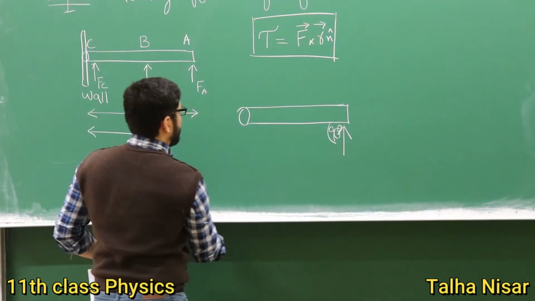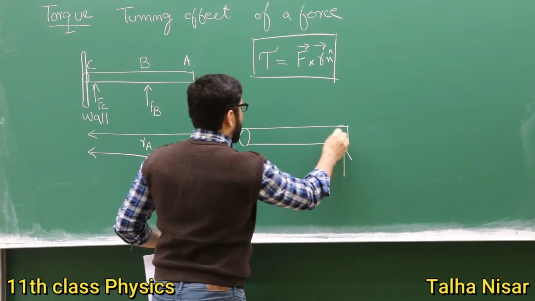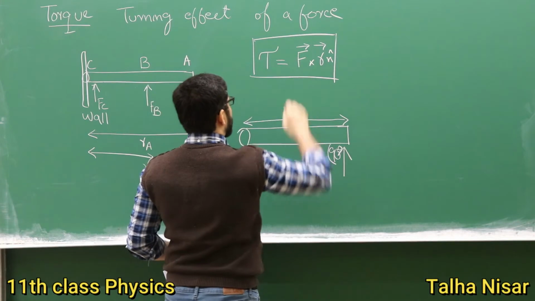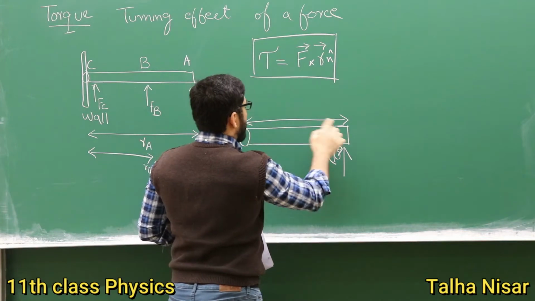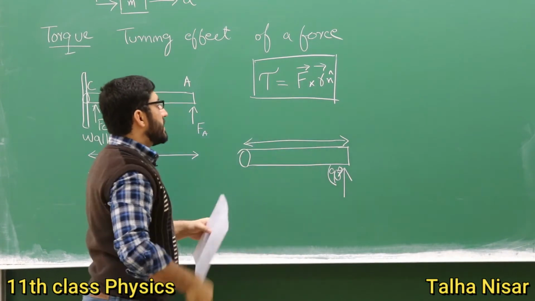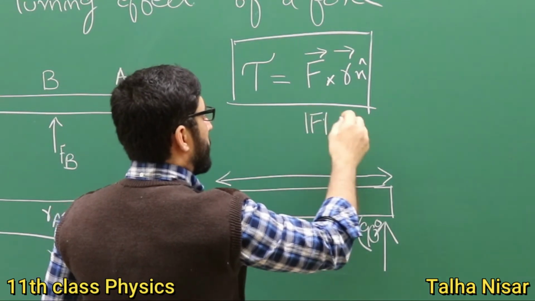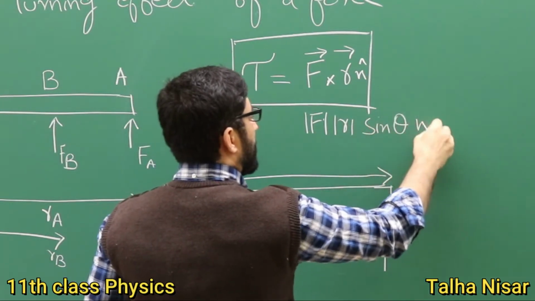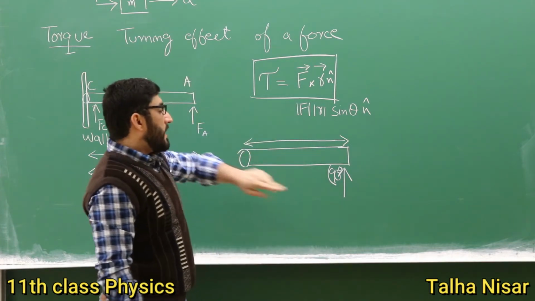So this is the moment arm. This distance, the R, is called the moment arm. If the angle between the moment arm and the force is 90 degrees, the cross product we can also write as magnitude of F, magnitude of R, sine of theta, and direction. Sine of 90 is 1, so the torque will be maximum here.